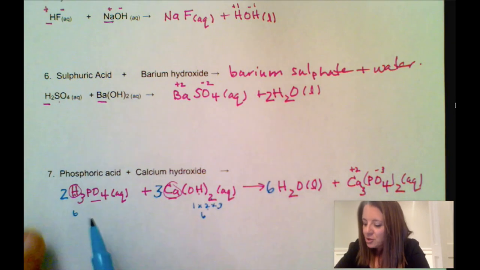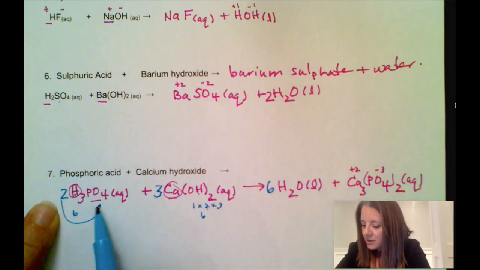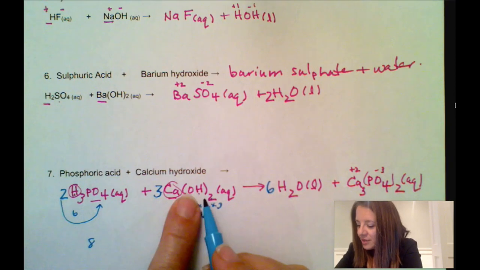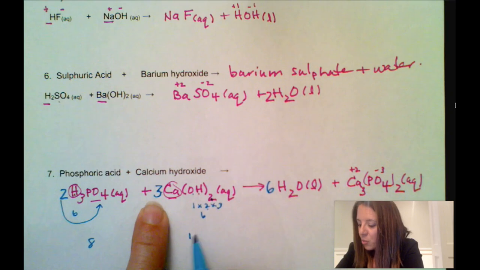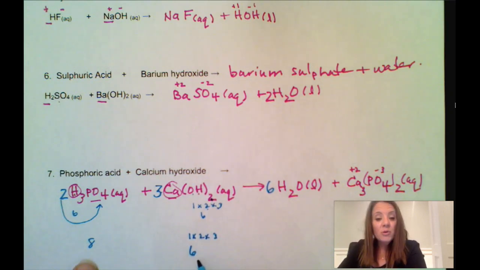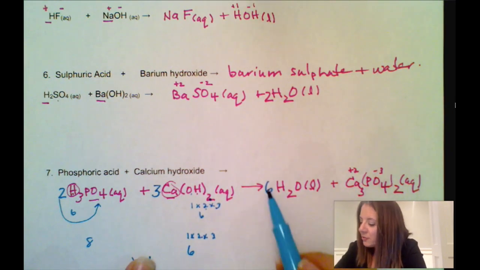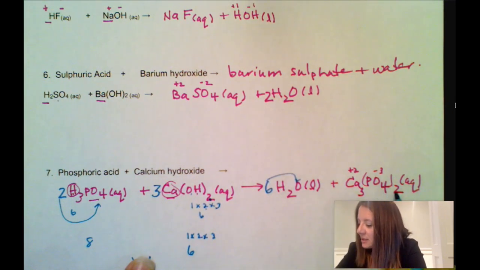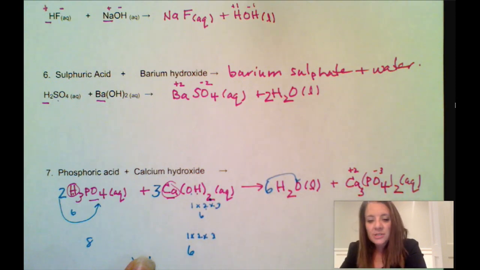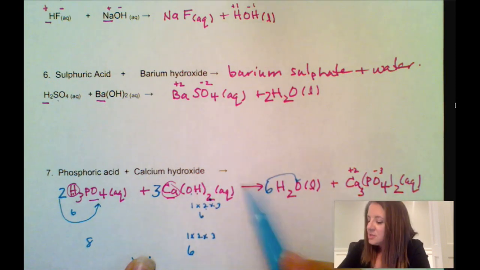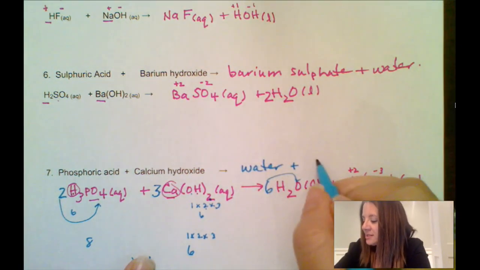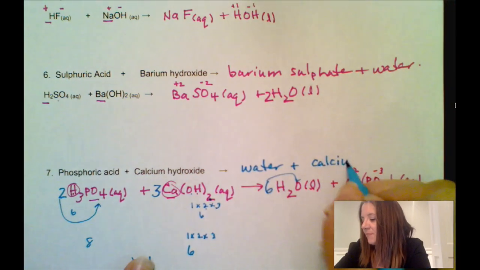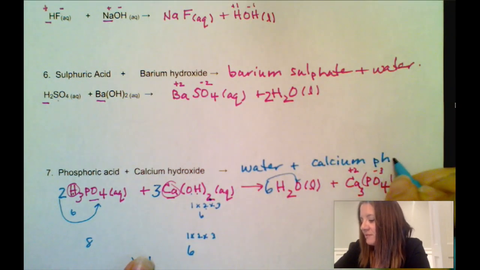Let's take a look at our oxygens in total. Oxygen here, I have 8. And over here, I have 1 times the 2 times the 3. So 1 times the 2 times the 3, I have 6. That gives me 14 oxygens in total. And over here, I have 6 plus the 8, that gives me 14. So this is balanced. So what do I write as my products? You have water plus calcium phosphate.